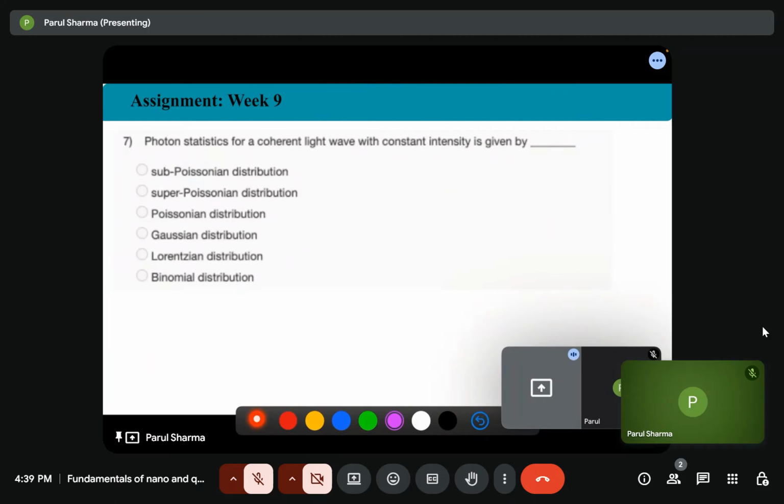Next is photon statistics. The statistics for a coherent light wave with constant intensity is given by: sub-Poissonian, super-Poissonian, Poissonian, Gaussian, Lorentzian, or binomial. So we saw that if we are talking about the coherent light wave, then it is given by the Poissonian distribution, with delta n equal to square root of n bar.